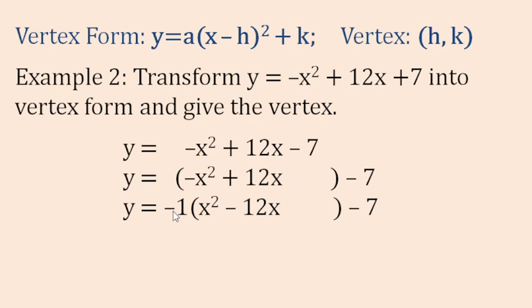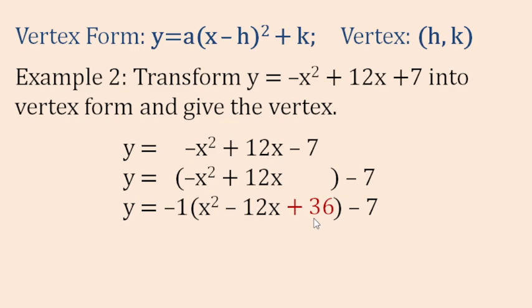If we multiply back, negative 1 times x squared gives us negative x squared. And if we multiply back, negative 1 times negative 12x gives us positive 12x. Now we are going to complete the square inside the parentheses. So we will get half of 12, which is 6, then square it. 6 squared is 36.